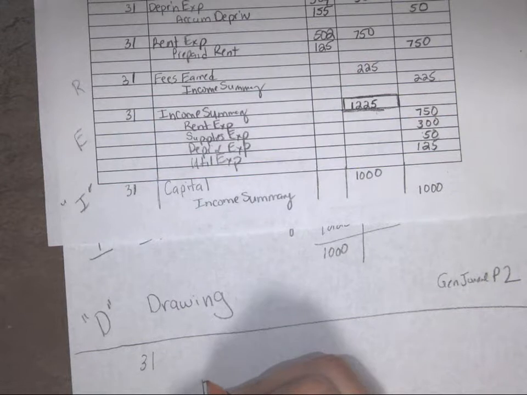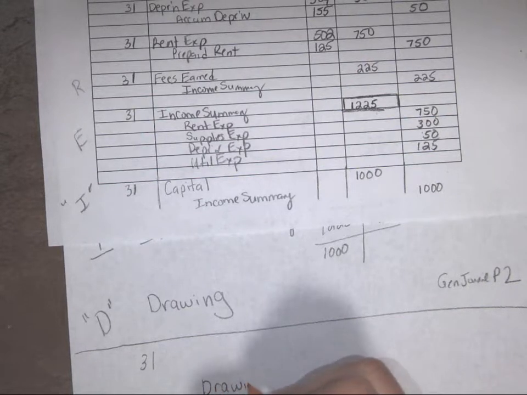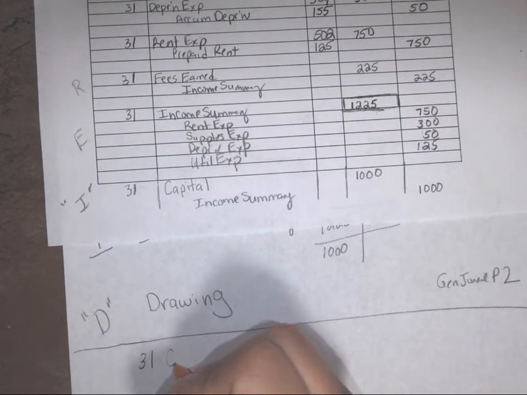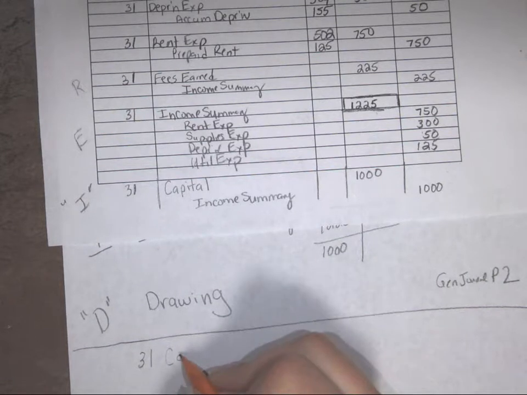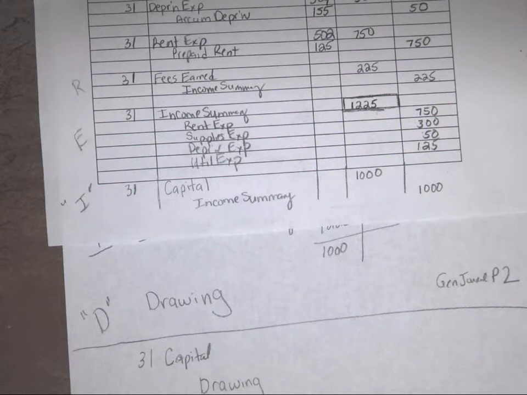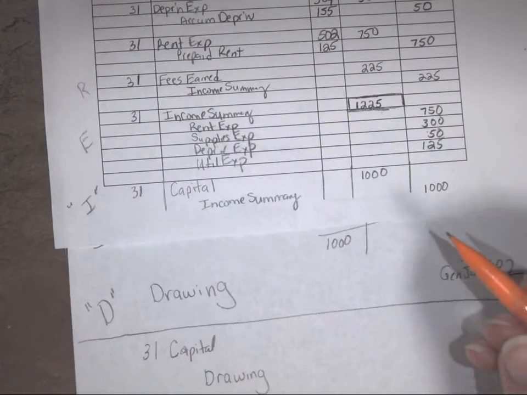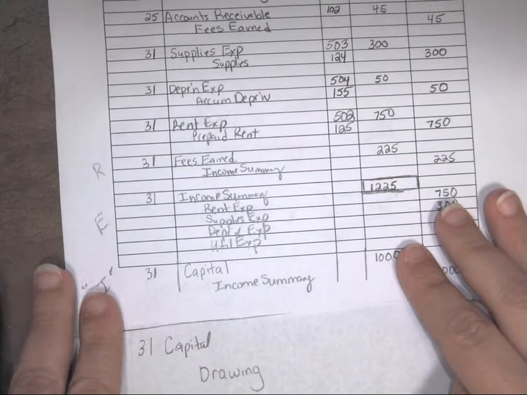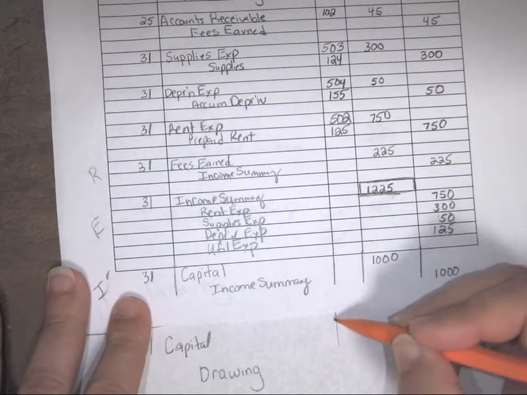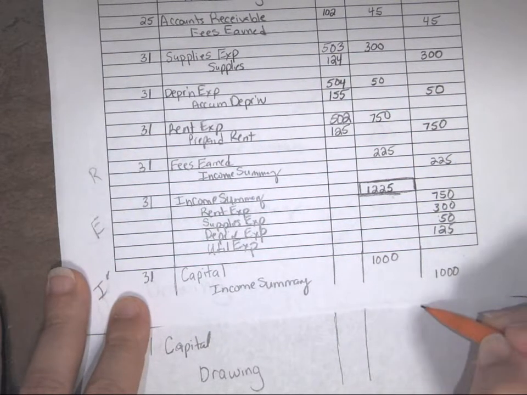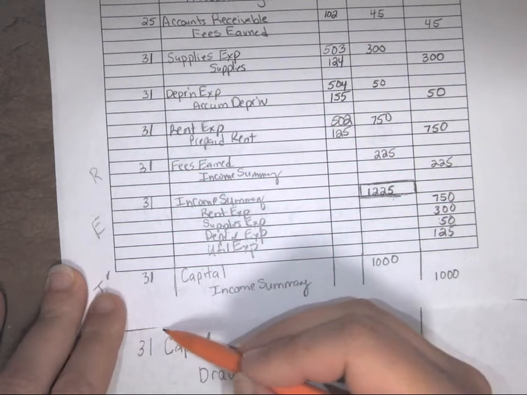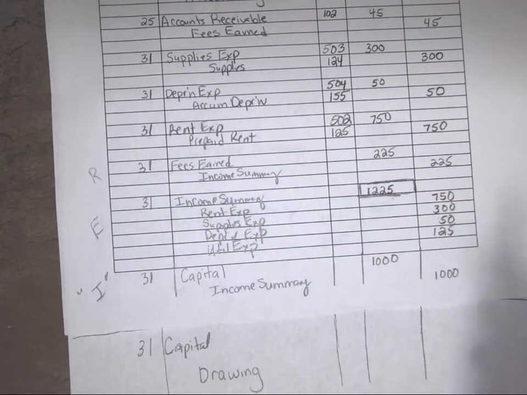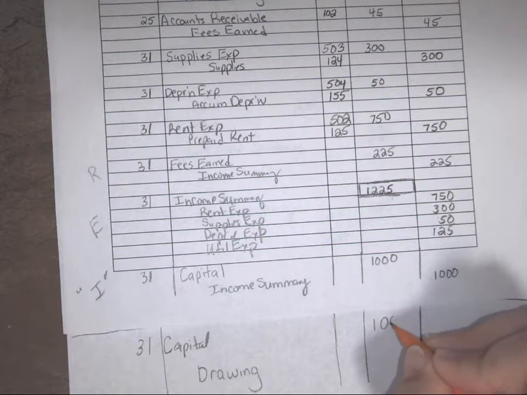My credit account would be drawing, and this again is going to close to that capital account. So capital is going to be my debit account. I still have all of this listed out here as far as my credit accounts and then my debits. And so what I have for this capital is going to be that 1,000, and the drawing is 1,000.